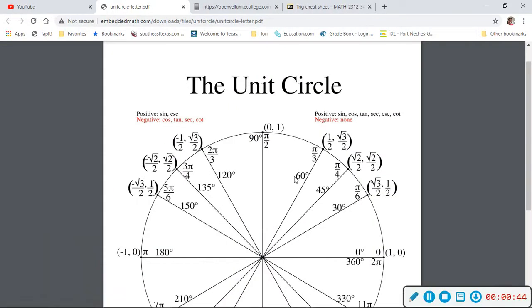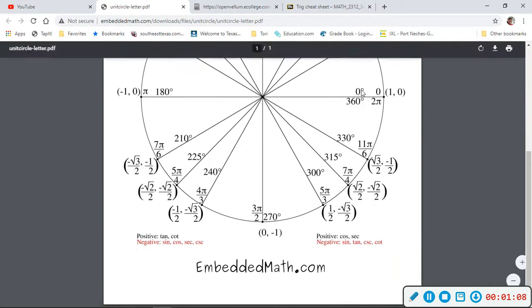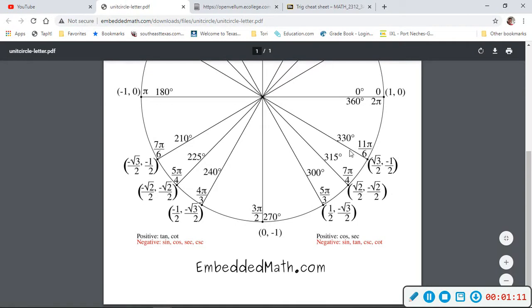Now, on the unit circle, these are all positive values that don't show negative. So we want to do negative 2 pi over 3. That corresponds to 120, if you went forward. So negative 2 pi over 3 would be going backwards 120. I'm just looking at the degrees. So if I start here and I subtract 120 degrees, so from 360 subtract 120, that'll put us here at 240. So this 4 pi over 3 corresponds to the negative 2 pi over 3.